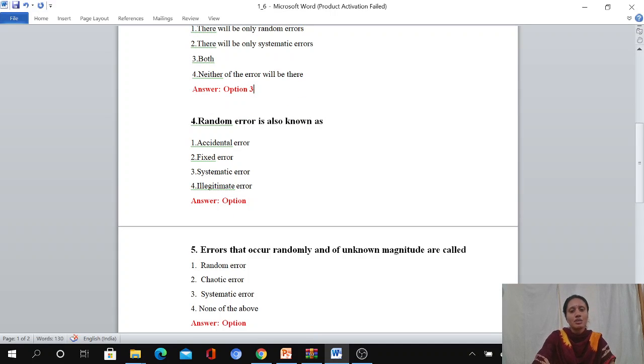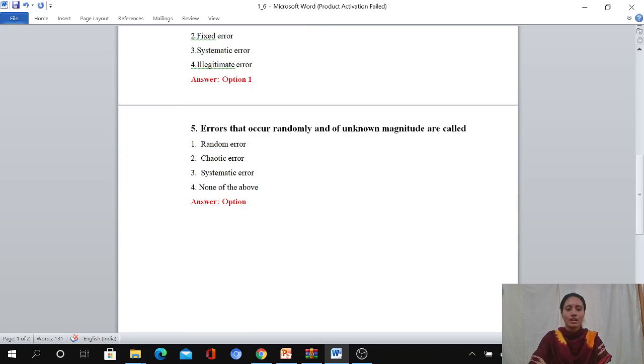Next, random error is also known as accidental error, fixed error, systematic error, or illegitimate error. Systematic error is also known as fixed error, right? So option 2 is gone, option 3 is gone. Illegitimate error is a type of error. So the remaining option is 1. The answer is option 1, accidental error. The random error is also known as accidental error.